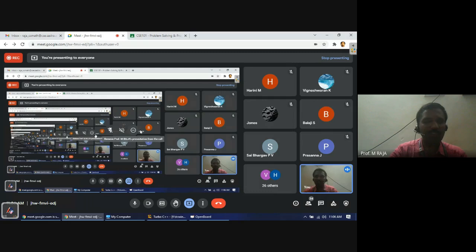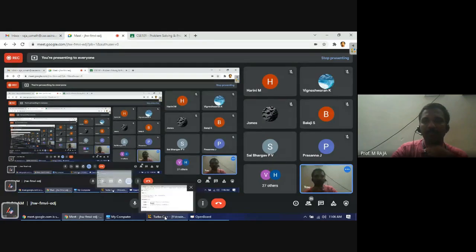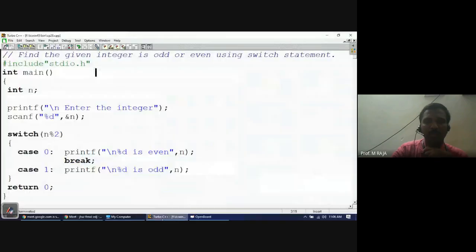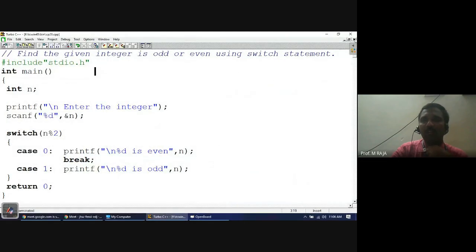Have any doubts in this example using the switch case statement? Have any doubts in this example? Okay, we move on to the next one.